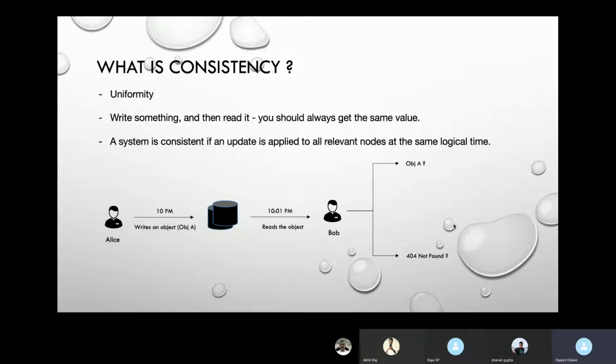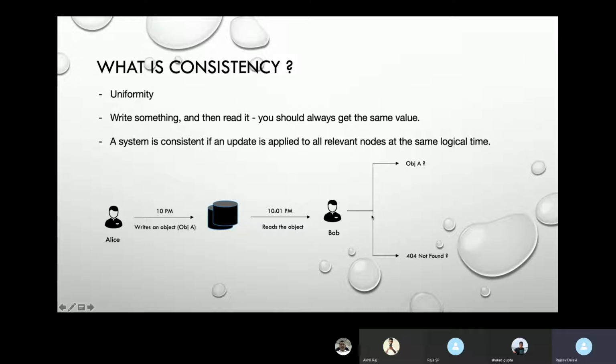And this write operation itself takes around a few milliseconds, right? And say we have another user Bob who is trying to read that particular object that was written by Alice into the database, and he is doing that on the same day at 10:01 p.m., after the write is actually completed, right?